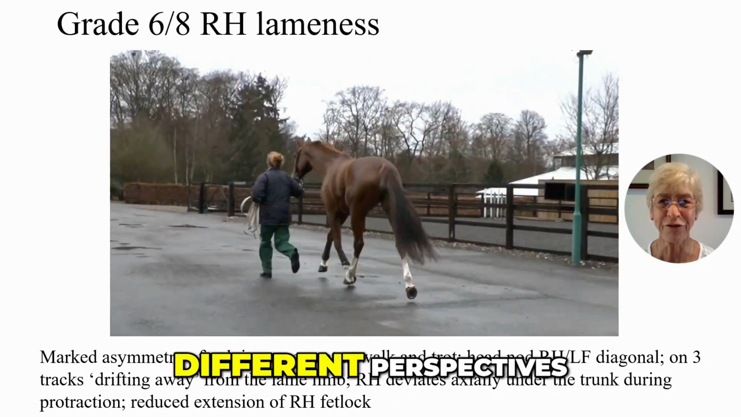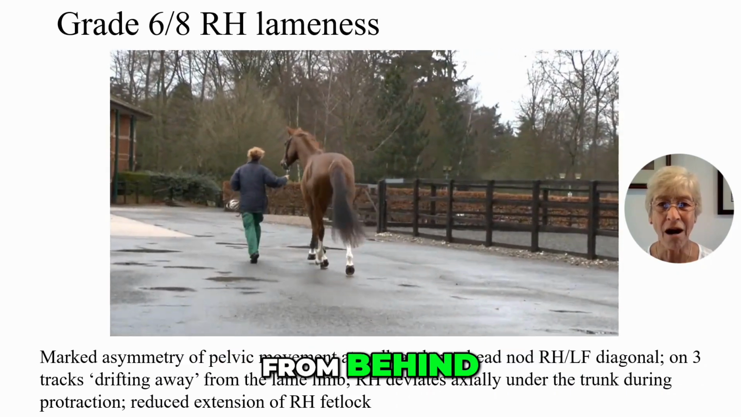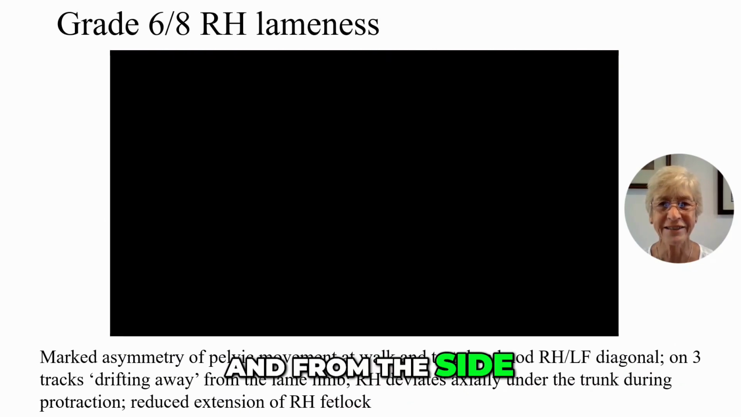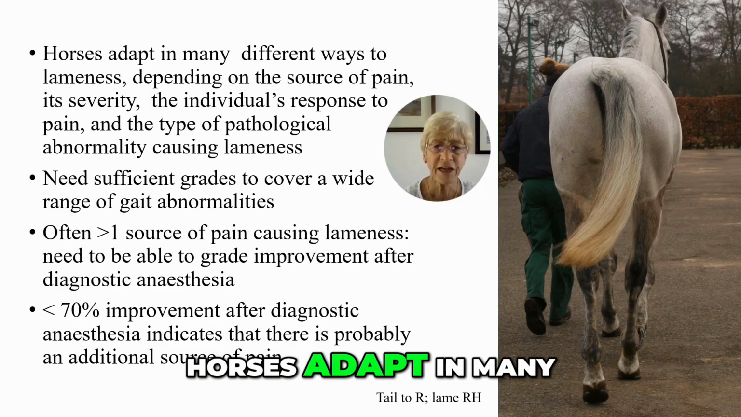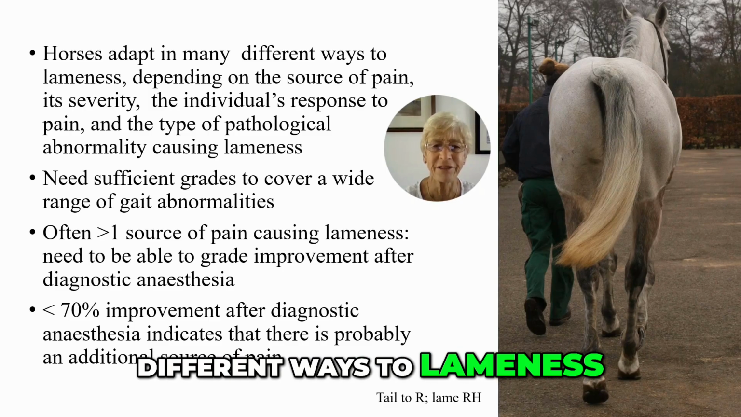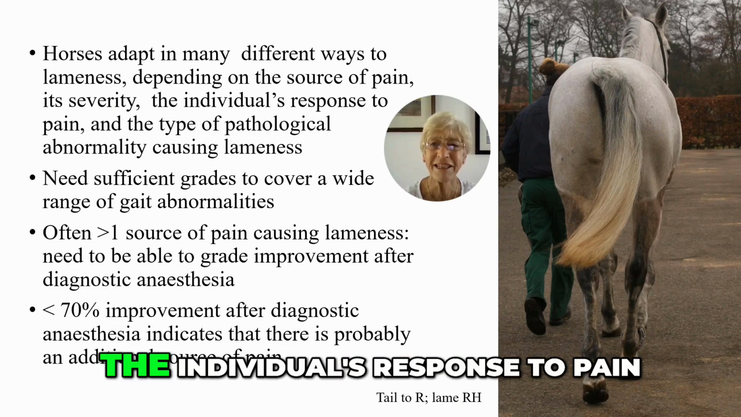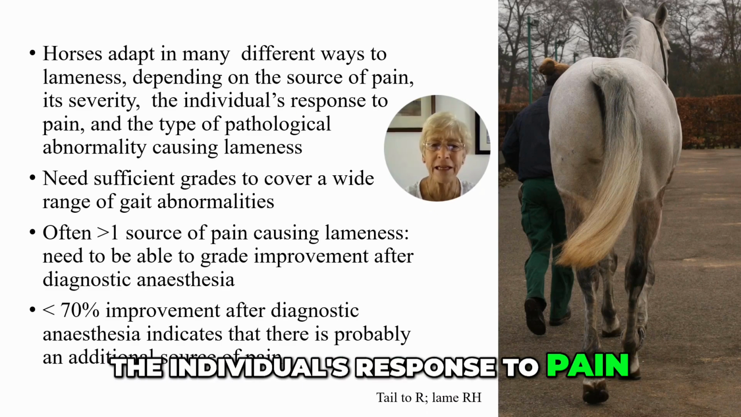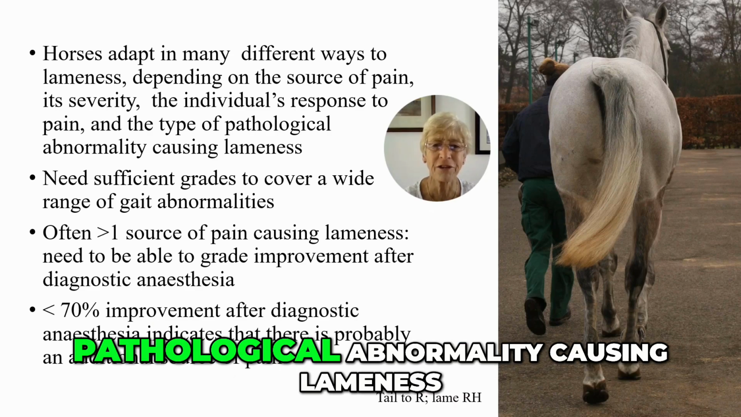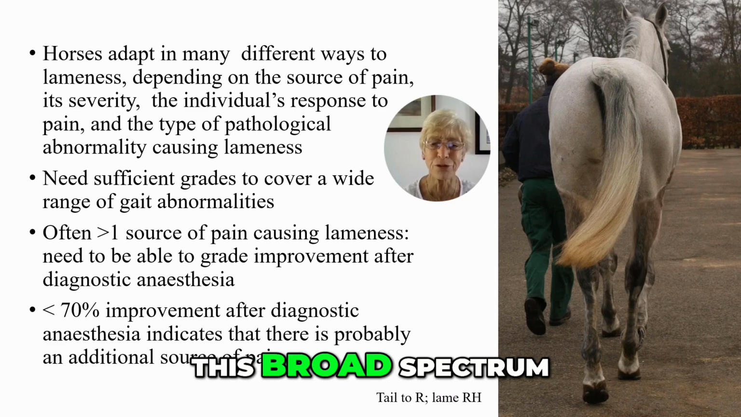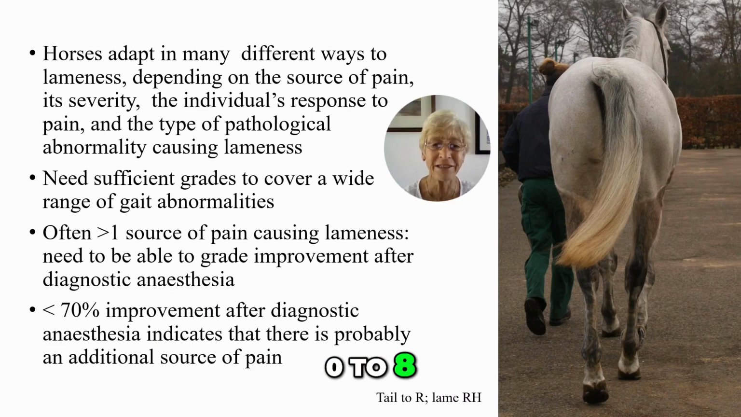See the horse from different perspectives, from behind, from in front, and from the side. Horses adapt in many different ways to lameness, depending on the source of pain, its severity, the individual's response to pain, and the type of pathological abnormality causing lameness. And we therefore need this broad spectrum, 0 to 8, of grades that we can assign to a lame horse.